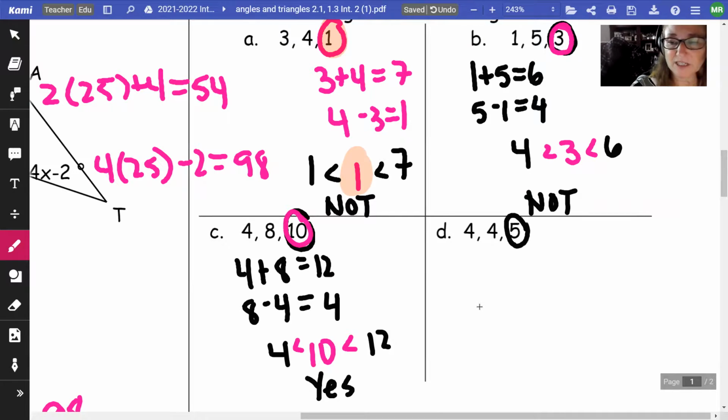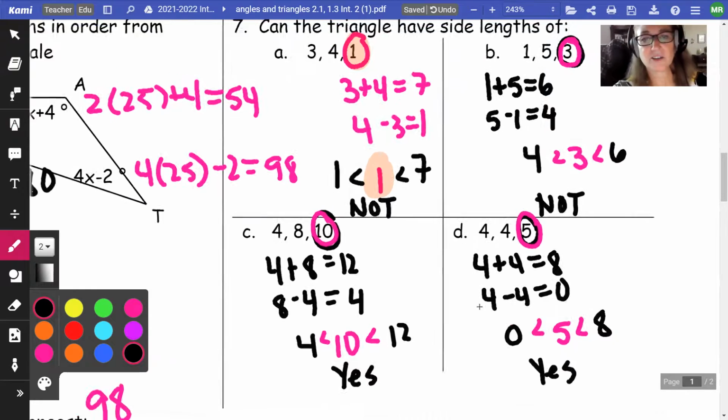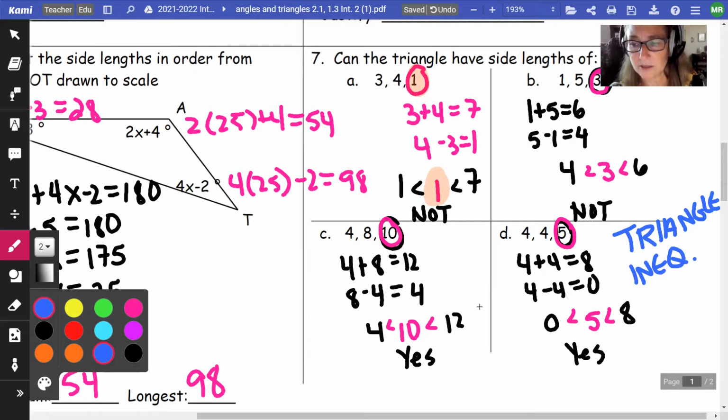This one here, let's say I'm looking at the 5. So I'm going to take 4 plus 4, which is 8. I'm going to take 4 minus 4, which is 0. And again, we're focused on this 5. Is this 5 in between the sum and the difference? So the difference was 0. The sum is 8. So this is a yes. And this that I was just using, we call the triangle inequality theorem.